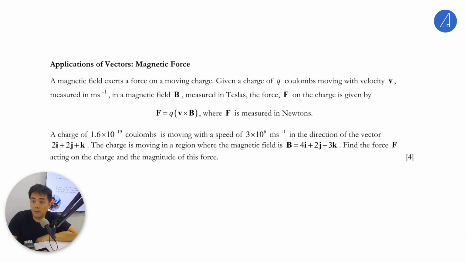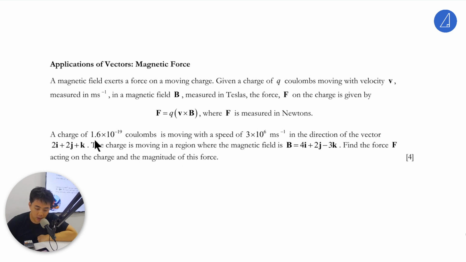So let's look at this one. A magnetic field exerts a force on a moving charge. Given a charge Q in coulombs moving with velocity v, measured in meters per second, in a magnetic field B measured in teslas, the force F on the charge is given by this, where F is measured in newtons.